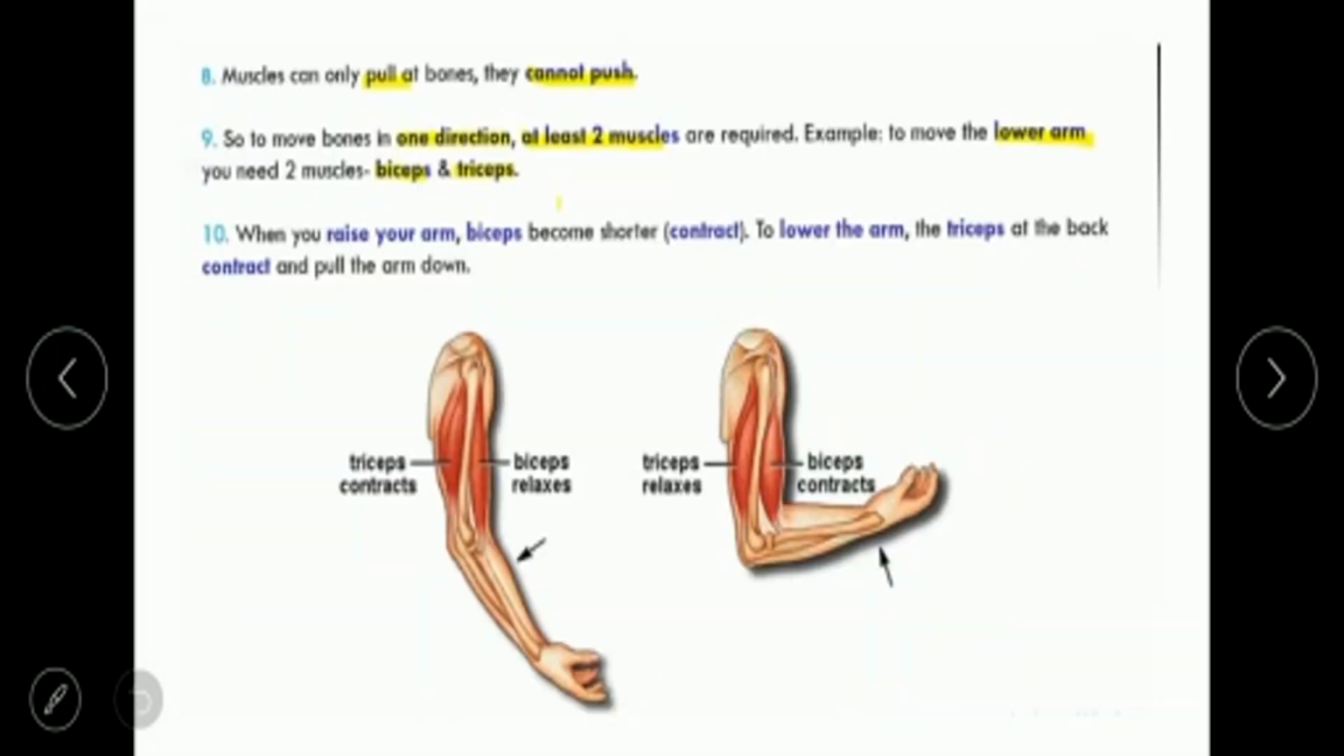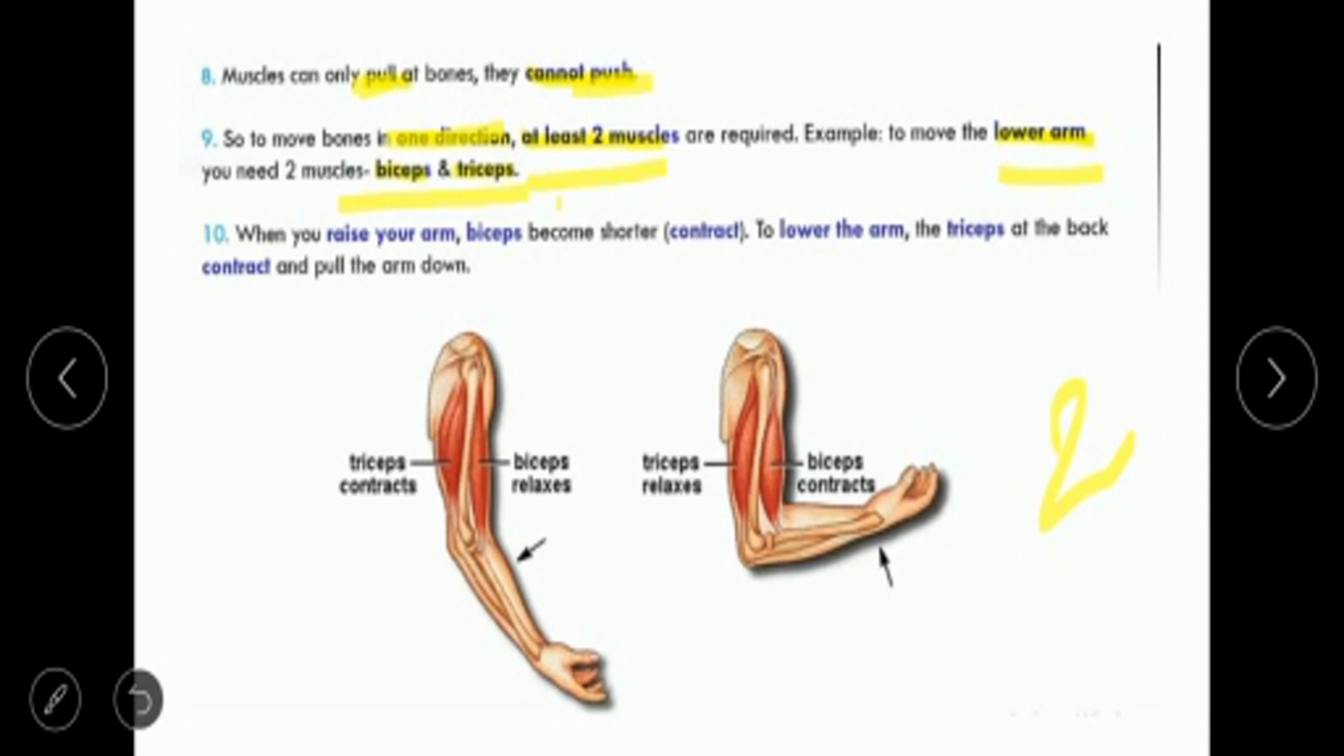So now we see that muscles can only pull at bones. They cannot push the bones. So to move one bone in a direction, we need at least two muscles. For example, to move the lower arm, you need two muscles, that is the biceps and triceps.